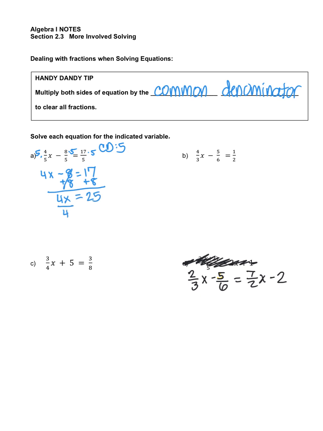Divide out that 4, because that 4x, that 4 is being multiplied to the x. That's why we divide it out. And then from there, we have x equals 25 over 4.